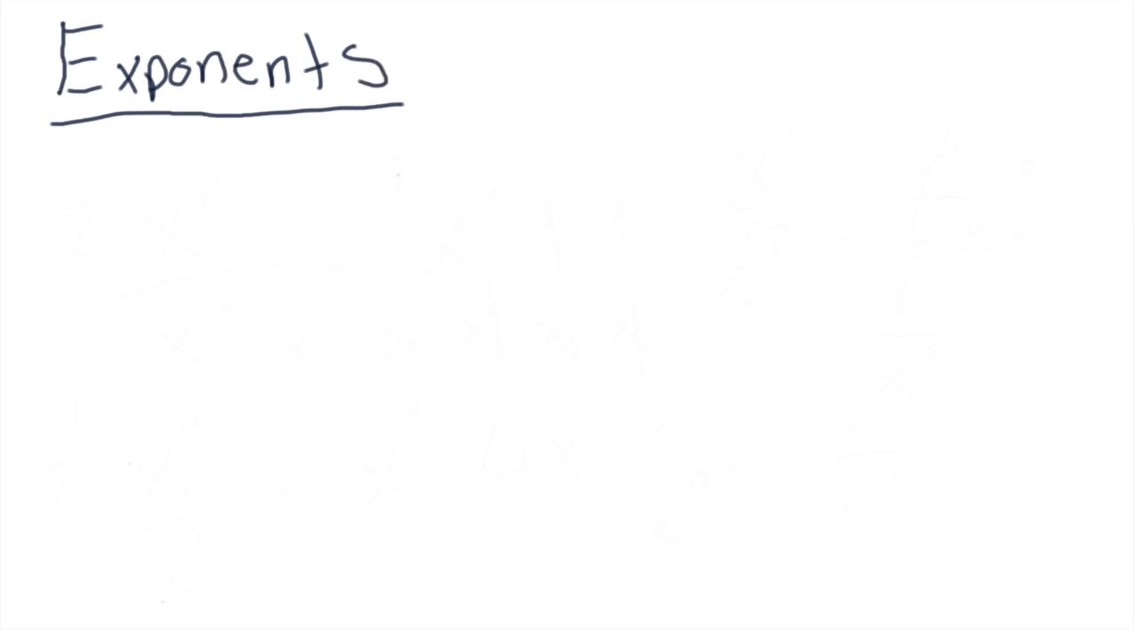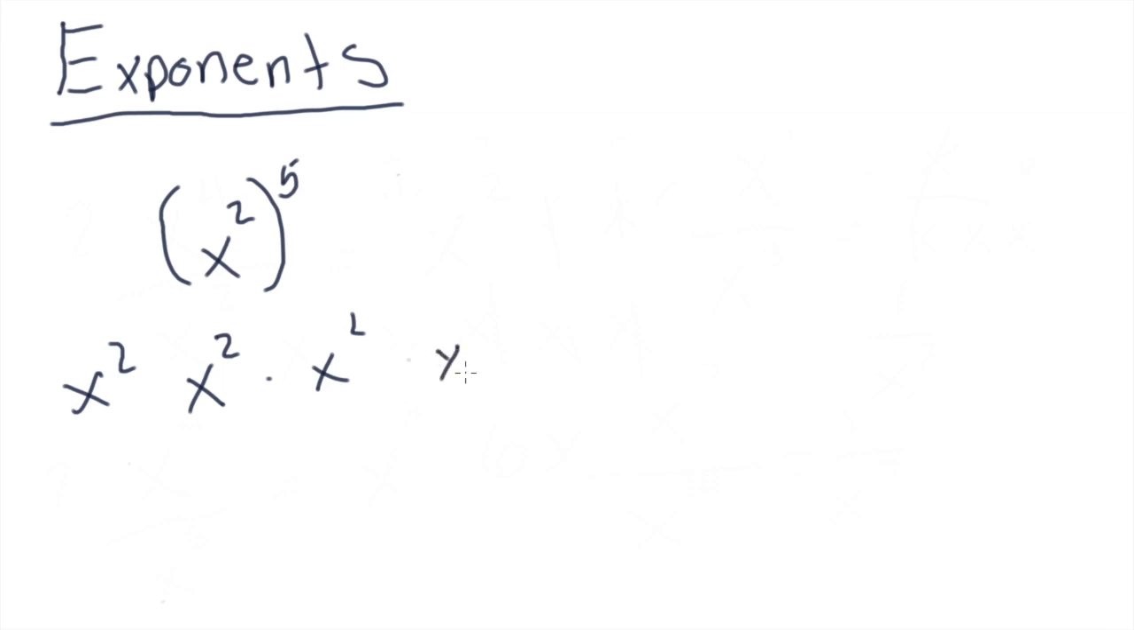The next part of the law of exponents talks about how to use exponents when we're dealing with parentheses. So let's say I have x squared to the power of 5. So that's the same thing as x squared times itself 5 times, right? Let's write that all out. And it would look like this.